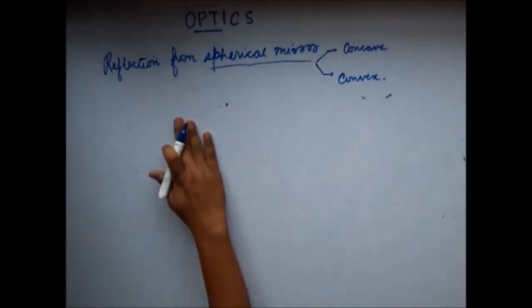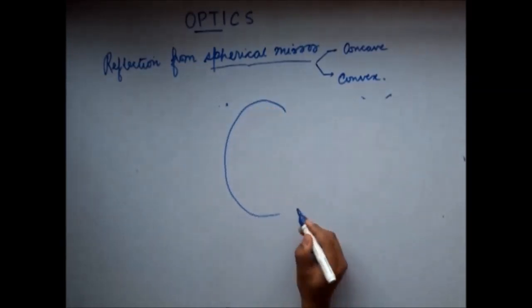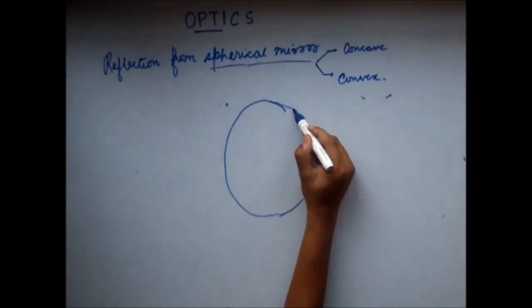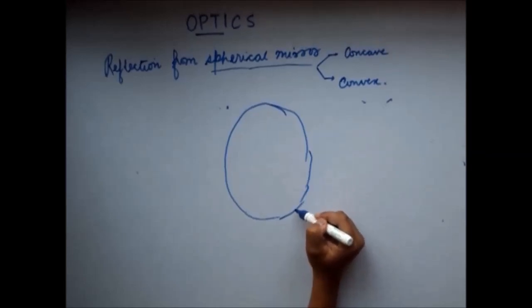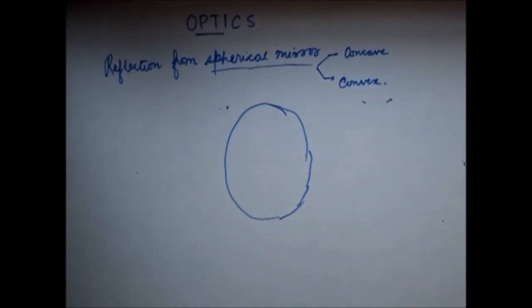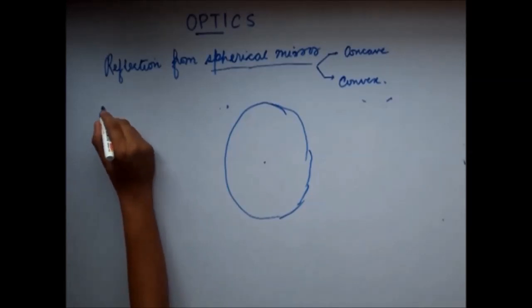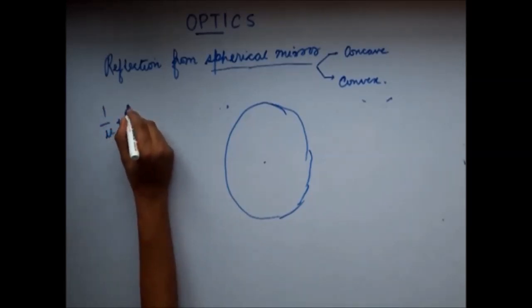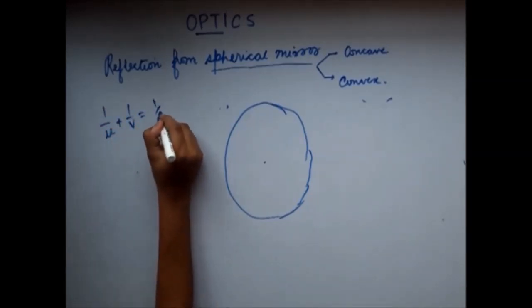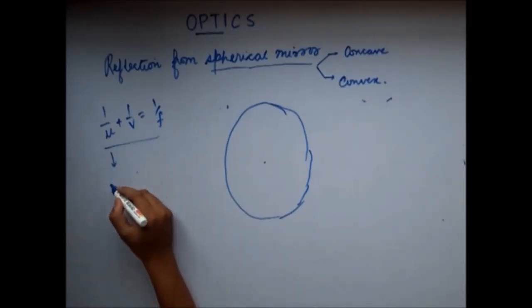Let's say in this context, I have a sphere. Don't go by the design, but let's say I have a sphere. Now you know that the mirror formula states that 1/u + 1/v = 1/f. This you have also studied in class 10. This is known as the spherical mirrors formula.